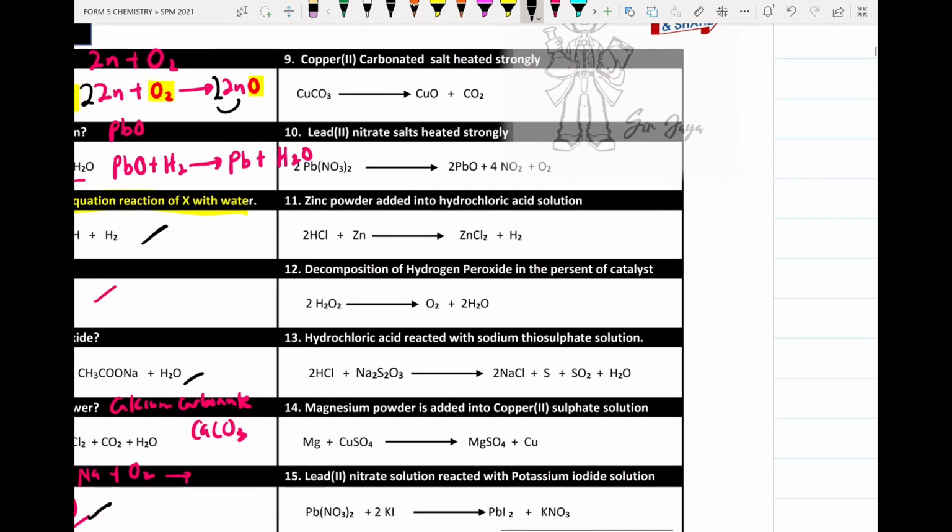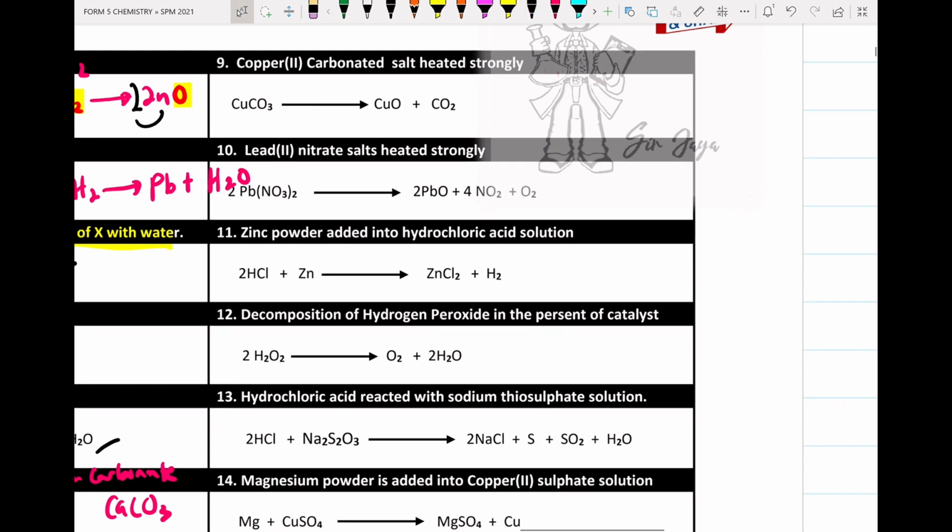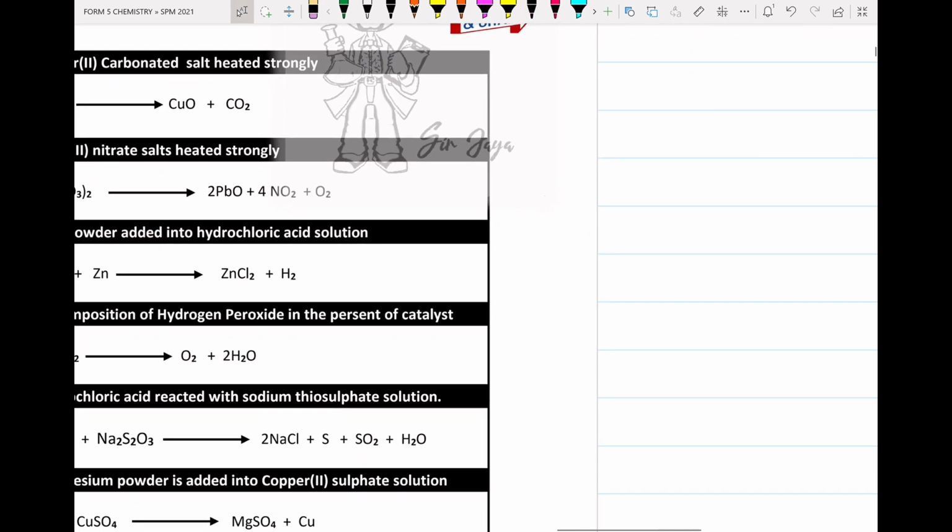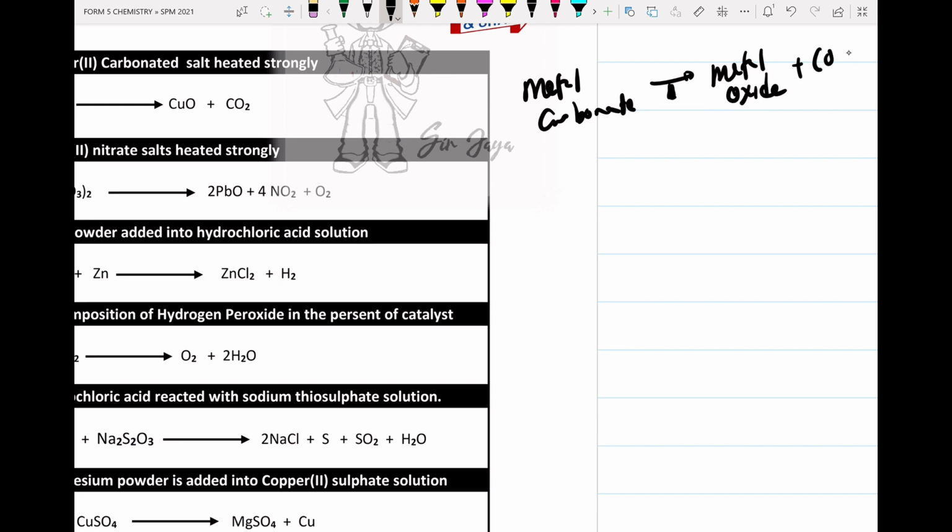Okay, copper 2 carbonate when heated strongly. Remember this word form equation, must memorize: when metal carbonate is heated strongly, we will get metal oxide plus carbon dioxide.